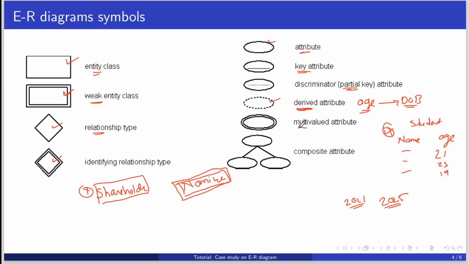Now what is a multi-valued attribute? A multi-valued attribute is represented by a double ellipse. For example, phone number is a multi-valued attribute. Now what is a composite attribute? For example, address. Address is a composite attribute. It consists of PIN number, street and landmark. So this address is a composite attribute. I hope you understand the basic difference between the attributes, what is an entity class and how it is represented.